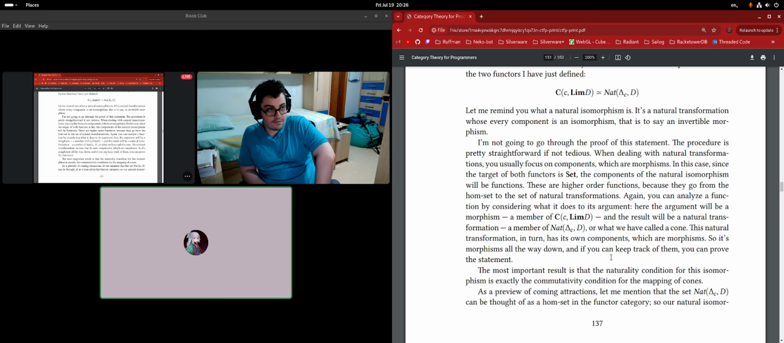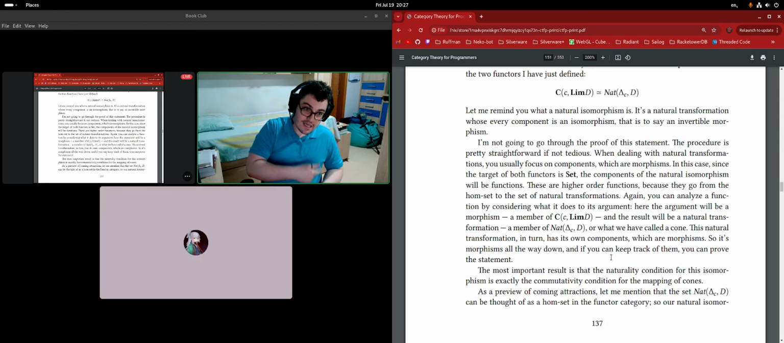Right, because you go from the home set C(c, lim D) and back to the home sets of the natural transformations between Δc and D. It's big because the target of the functor is set, and in particular the set of morphisms. So it is a higher order function, which is very hard to see, but now I see.